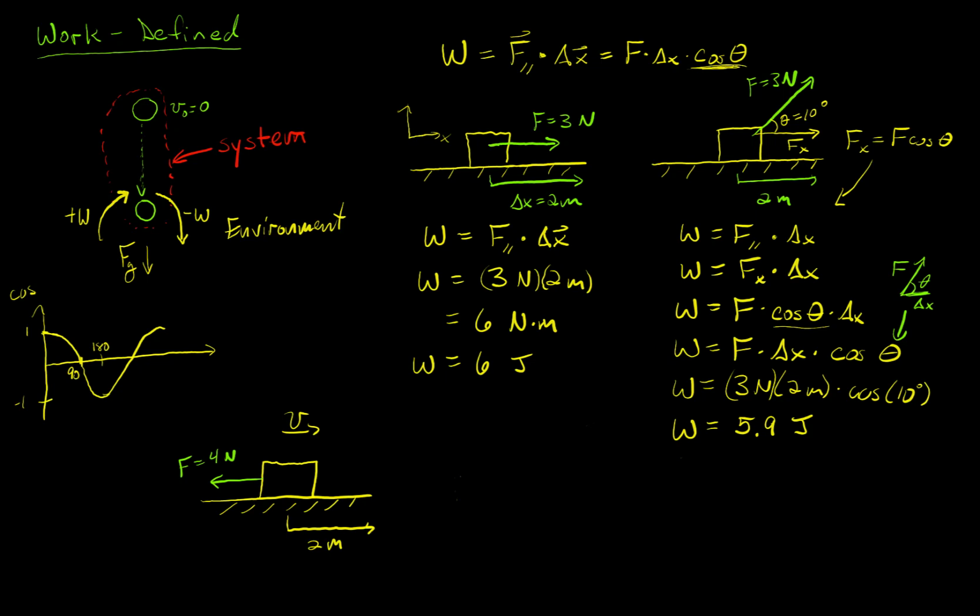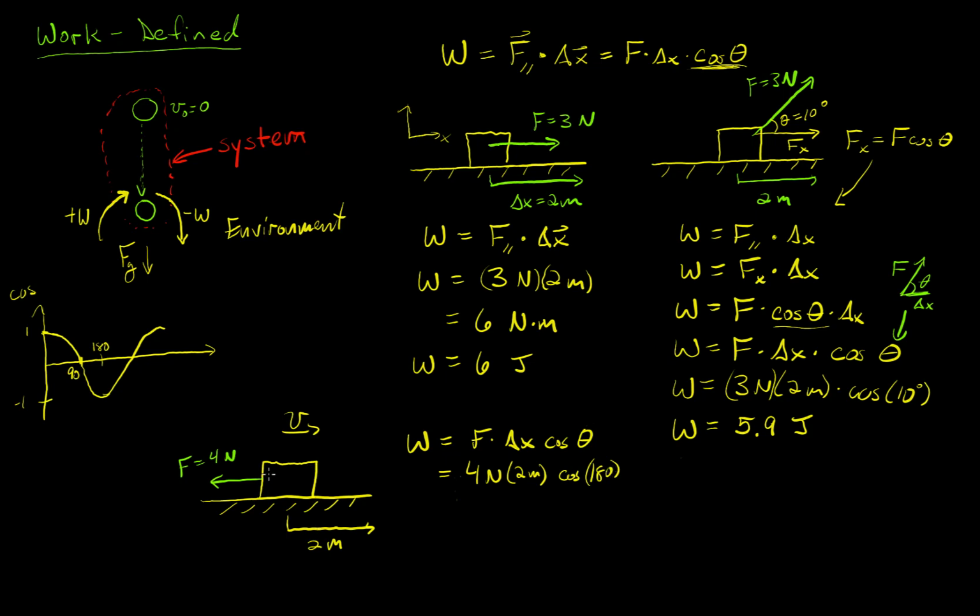So now we can use our work definition. That's going to be the force times the displacement times cosine theta. The magnitude of the force is 4 newtons times the displacement, 2 meters, times cosine 180.